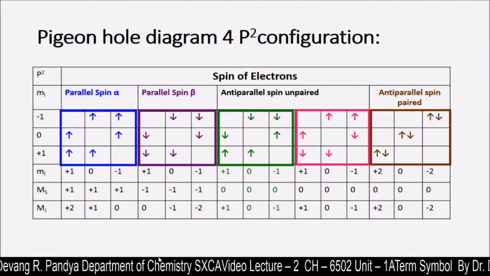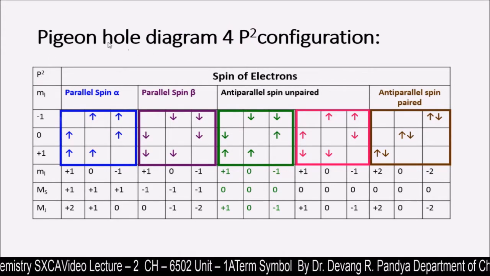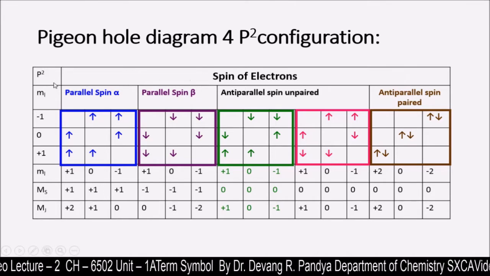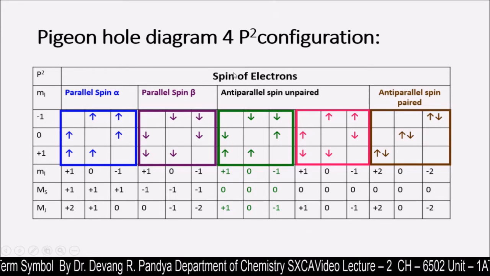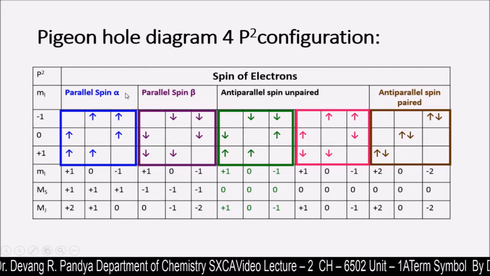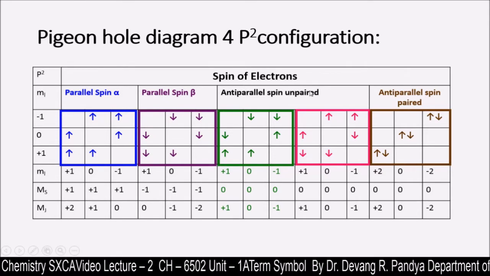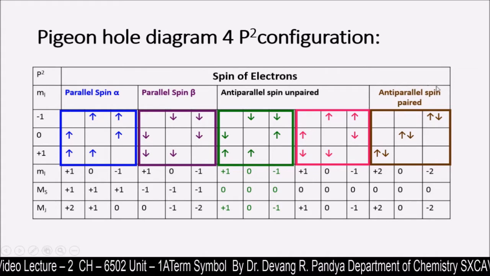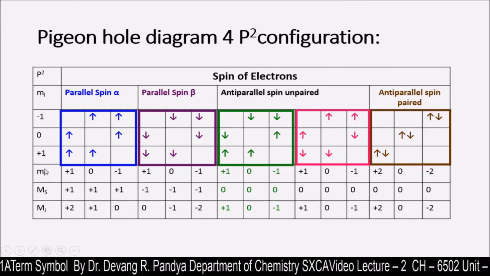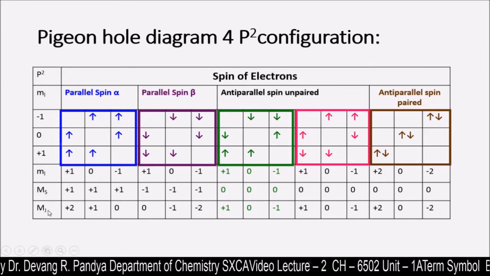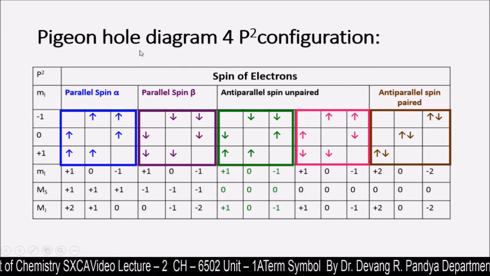Here you can see the pigeonhole diagram is given for the p2 configuration. So it is the pigeonhole diagram for p2 configuration. Here the M subscript L value is given as +1, 0, -1, and here the spin of the electron is given: spin alpha, that is upward spin, parallel, and beta spin, that is downward spin, anti-parallel spin arrangement. Here the anti-parallel paired spin is there, and anti-parallel unpaired spins are there. Here the values of M subscript L, M subscript S, and M subscript J are going to be given as well. Now let me explain the pigeonhole diagram.